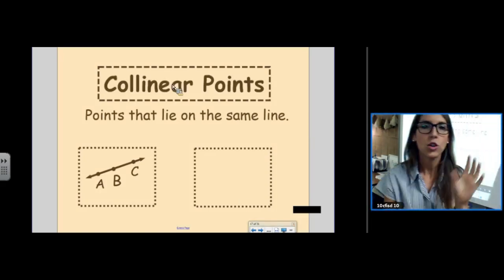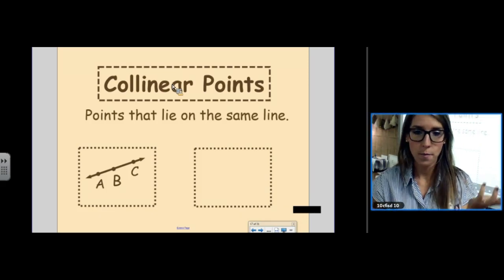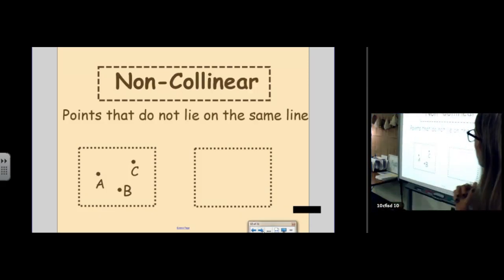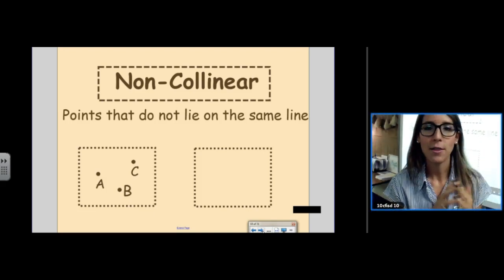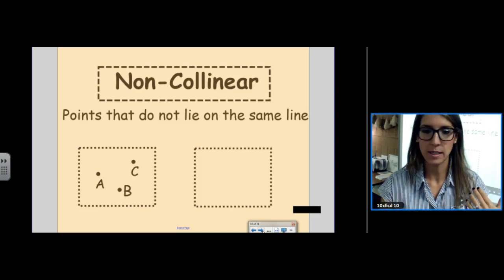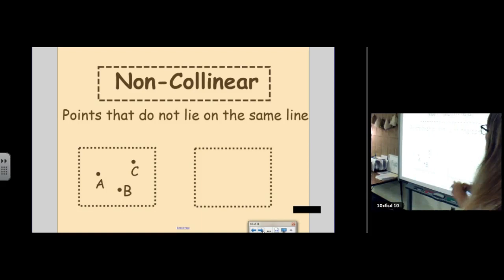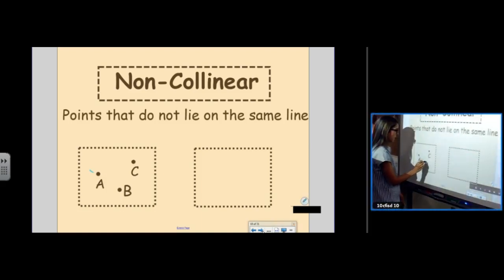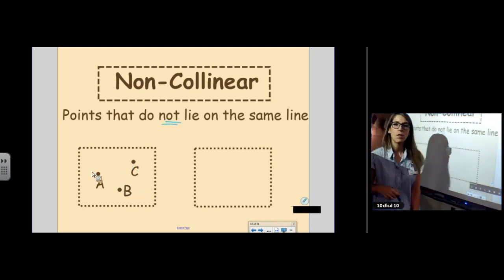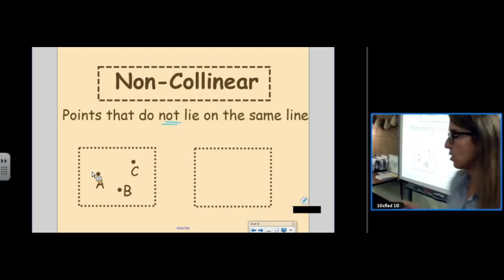Collinear points. Collinear. So non-collinear. Points that are not on the same line. Someone draw a line through A, B, and C. Nope, you can't do it. Impossible. So since I could not draw a line through these, this is not a line, that's like a curve or a parabola. Since I could not draw a line, those points are non-collinear.